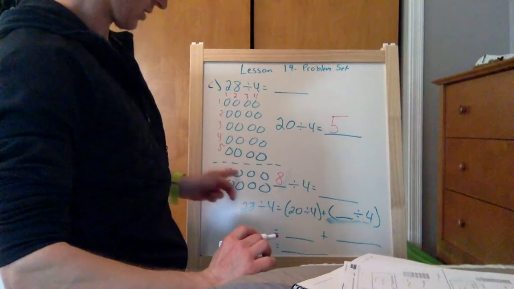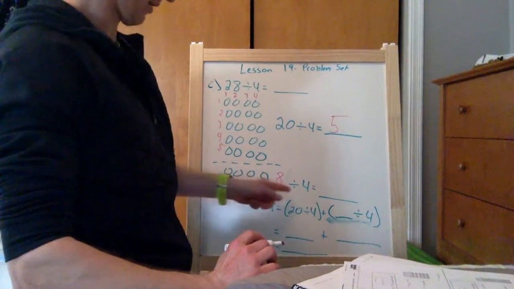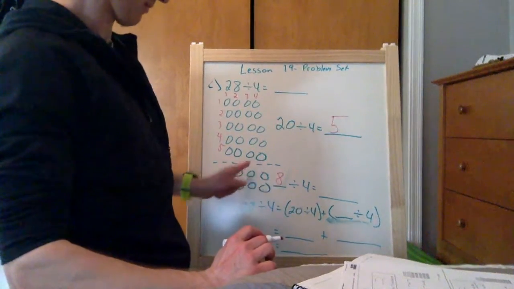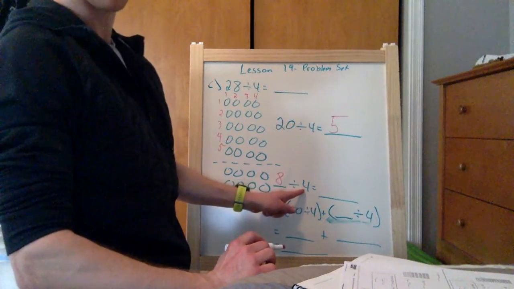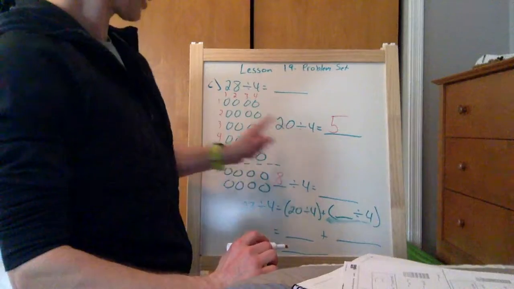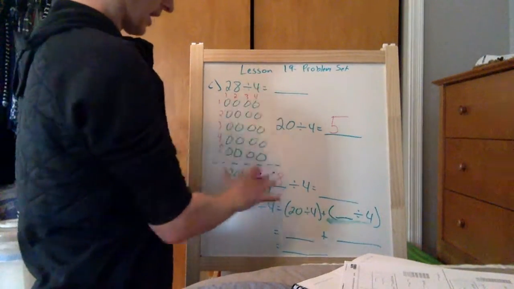If I was to count 1, 2, 3, 4, 5, 6, 7, 8. Dividing, the first number is the total amount. We divide it into 4. If it's 4 here, it's the same array. That means they're telling us the columns.